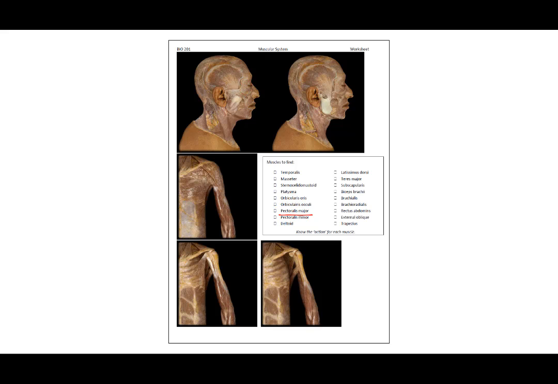Back to Pectoralis Major again. We see that over on this here. And we have Pectoralis Minor. It's smaller and is underneath. The deltoid is here on the shoulder.